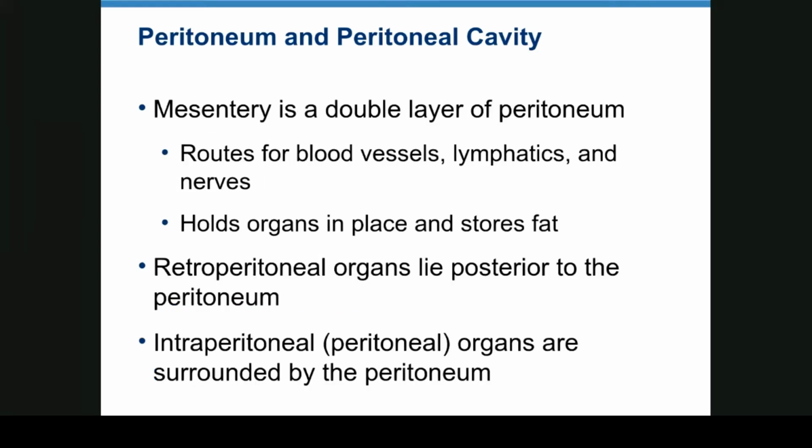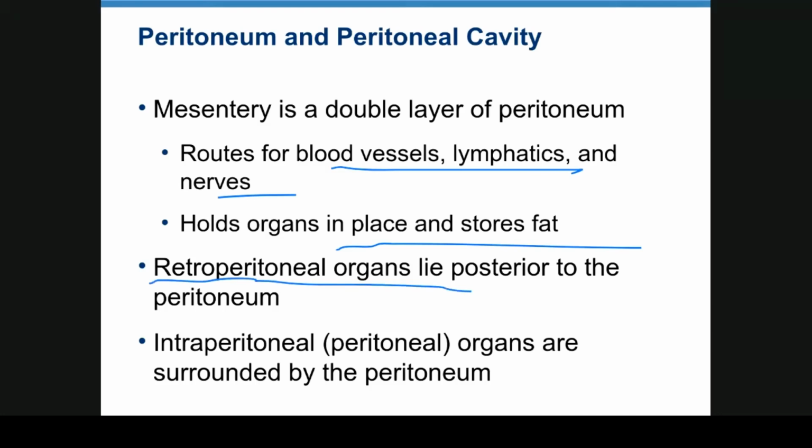Mesentery is a double layer of peritoneum. So the peritoneum comes in the front, so this is from the anterior part, and then it winds around the back here, and like this, and your guts are attached to the back part. It's routes for blood vessels, lymphatics, and nerves. It also holds the guts in place and stores fat. Now, some organs are retroperitoneal. That means they lie outside the peritoneal cavity. And then most digestive system organs are intraperitoneal, and they are within the peritoneal cavity.